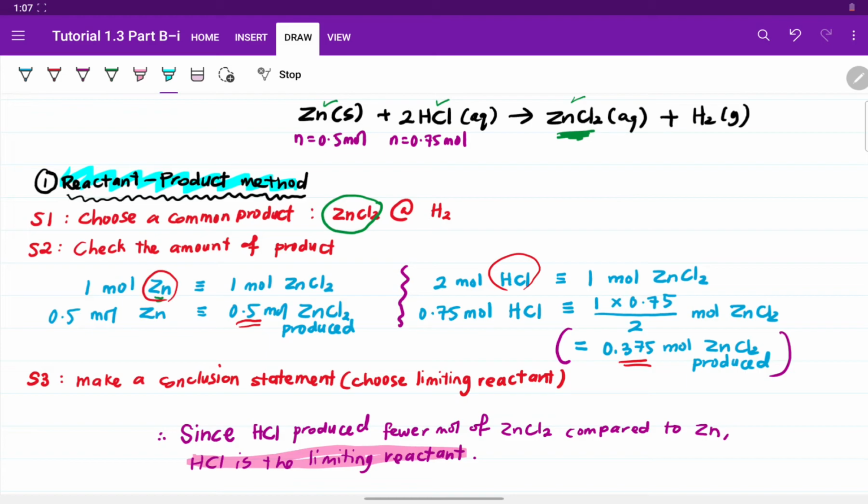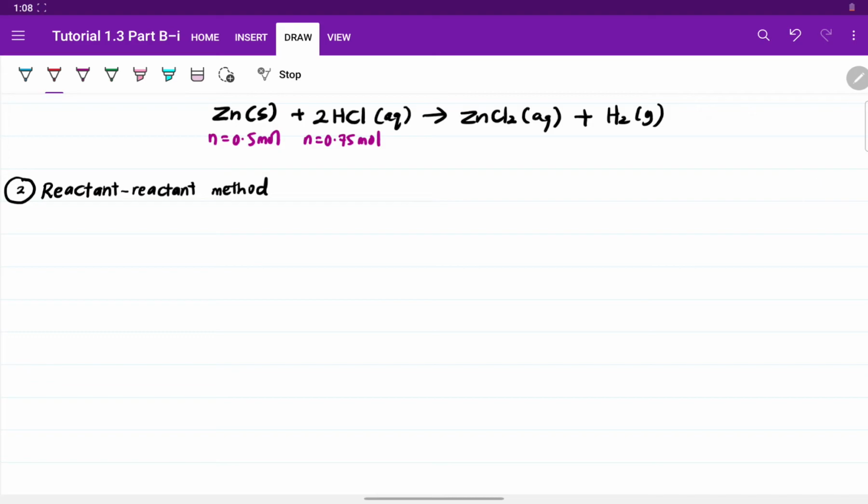Okay, now let's look at the second method, the reactant method. Okay, so masih lagi information yang sama. Okay, sekarang kita akan gunakan method yang kedua, reactant method. Masih lagi soalan yang sama. Antara zinc dengan HCl, which one is the limiting reactant? Okay, now apa beza the first method dengan the second method? So, untuk reactant method dekat sini, we going to focus only on the reactants.